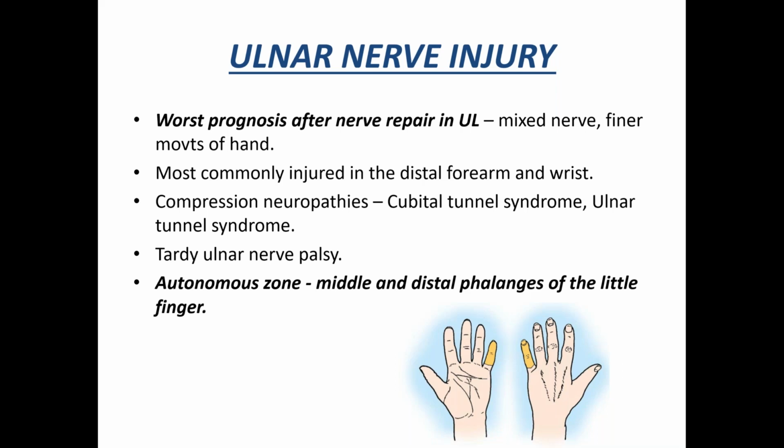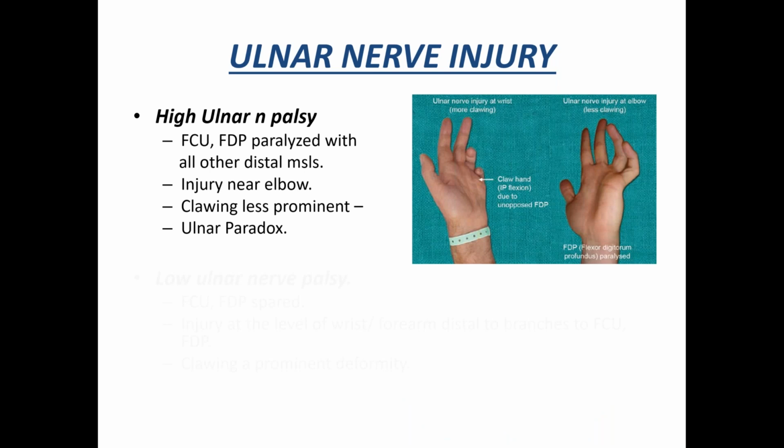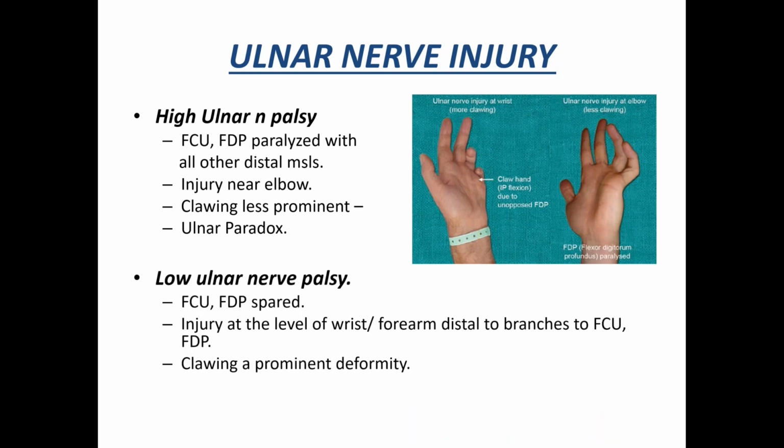Okay, the most common site of ulnar nerve injury is in the distal forearm and the wrist, and the autonomous zone of the ulnar nerve is the middle and the distal phalanges of the little finger. Okay. Now, ulnar nerve injury can have two patterns. It can be high ulnar nerve injury and a low ulnar nerve injury.